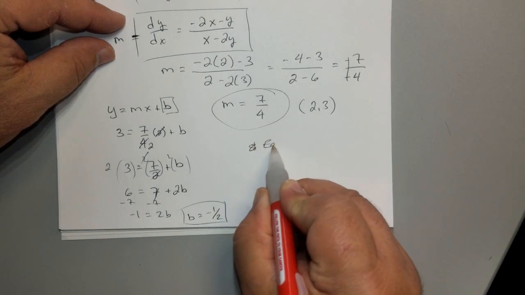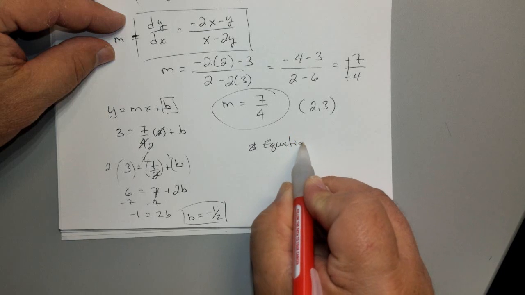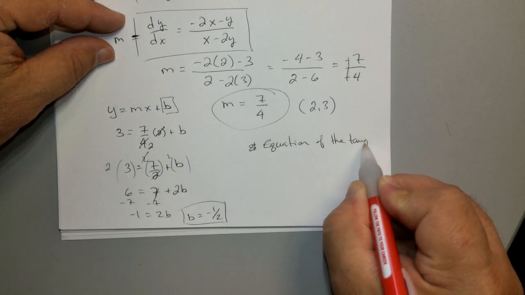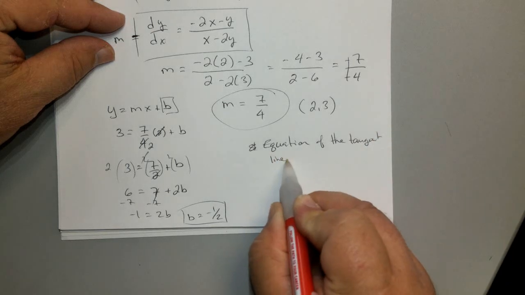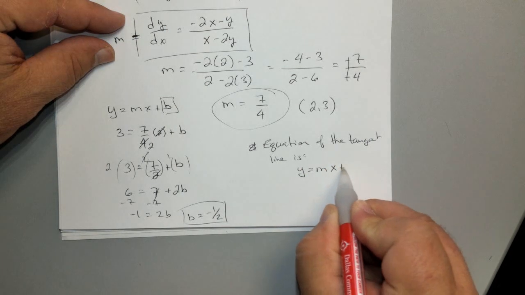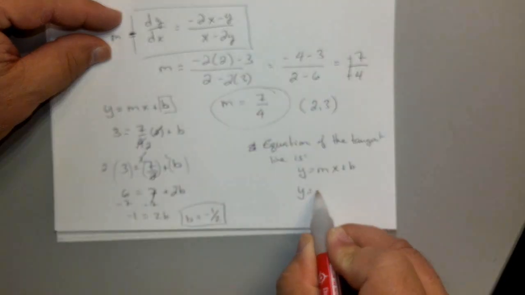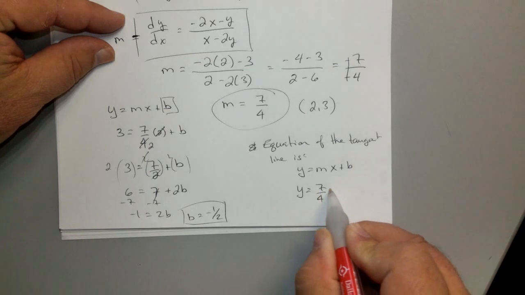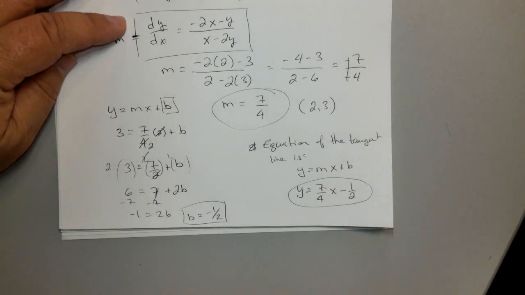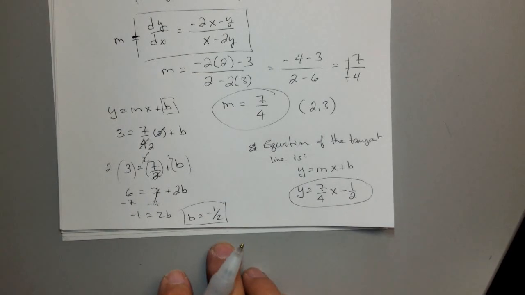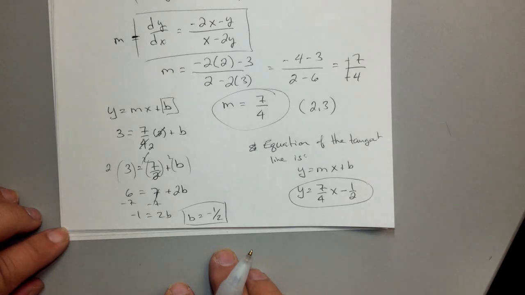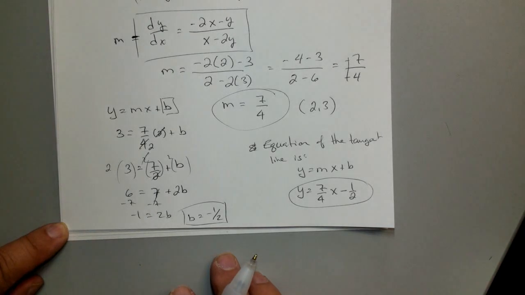So the equation of the tangent line is y equals 7 over 4 x minus 1/2. That's the tangent line. How do we find the normal line?